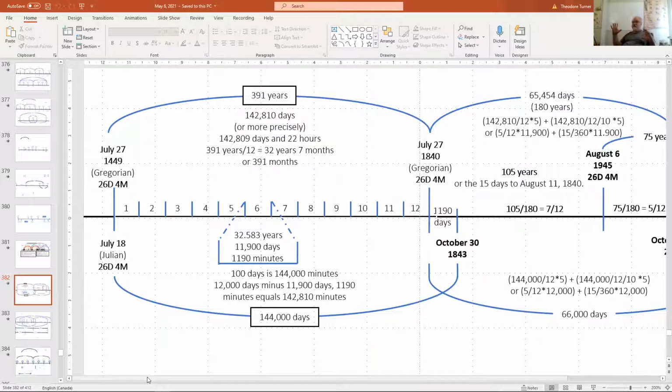Now, as soon as I start throwing all those numbers at people, it becomes rather confusing. But since I'm dividing 391 years into 12, it would be natural that that period of time is going to be 391 months because there's 12 months in a year. So these types of things we don't think about much because we don't really do these types of calculations.